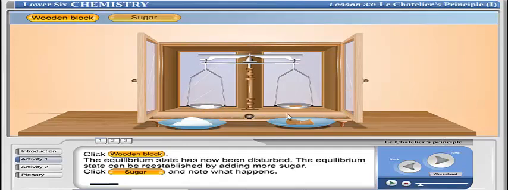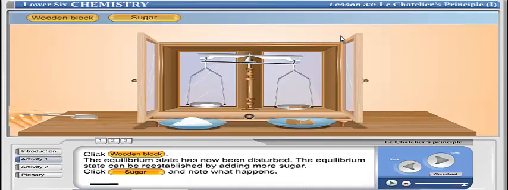Click the wooden block button. The equilibrium state has now been disturbed. The equilibrium state can be re-established by adding more sugar. Click the sugar button and note what happens.